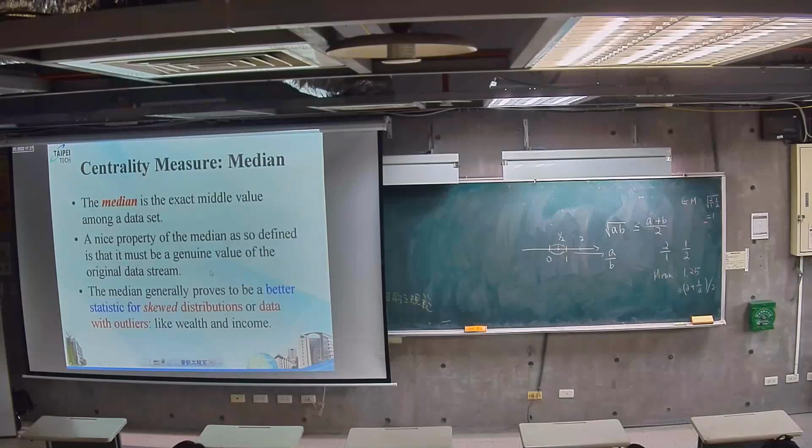The last centrality measure would be the mode. I think we seldom use this. The mode is the most frequent element in the data set. In our example, if we look at the distribution of the random variable, this value 6 will be the mode of the data set, because it happens most frequently.